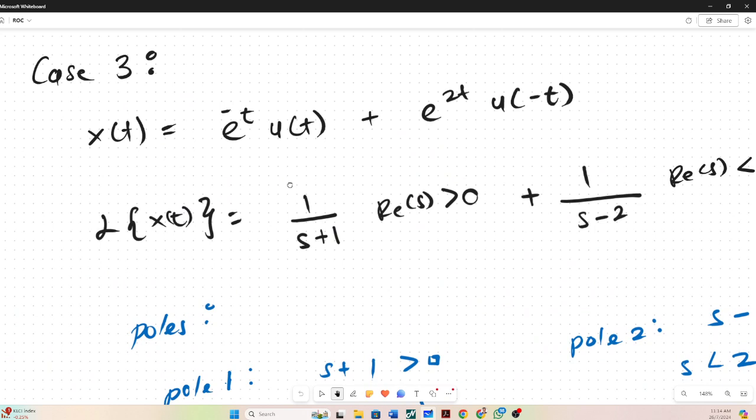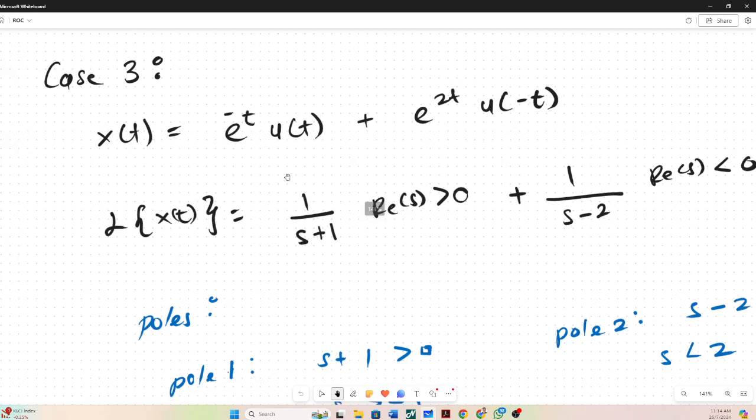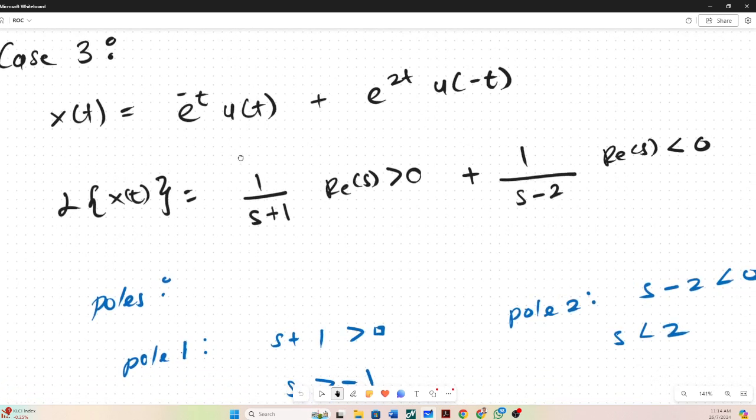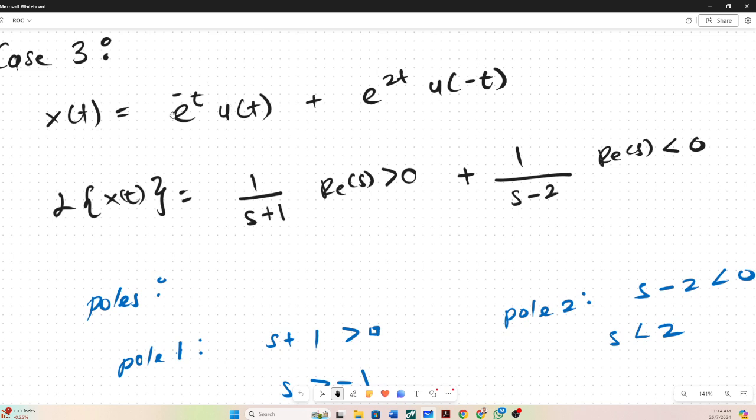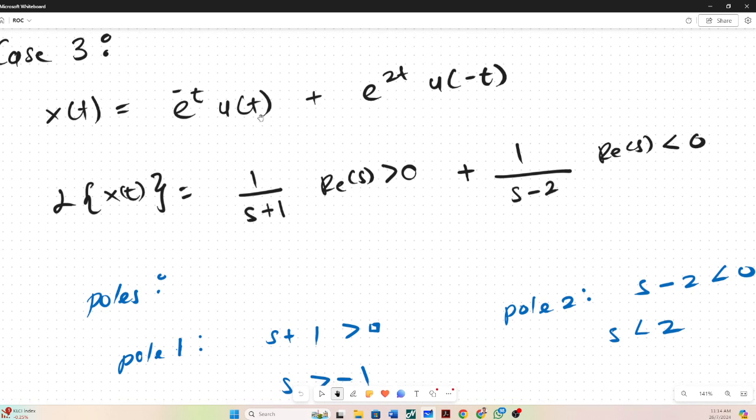And then for the third example, or third case, the question gives you two inputs: one input is u(t) and another input is u(-t). So we know that the first input is the right-side signal and the second input is the left-side signal. So we need to do two separate conversions.